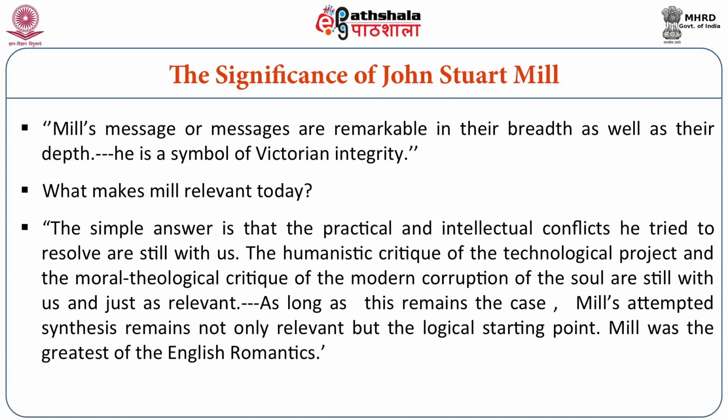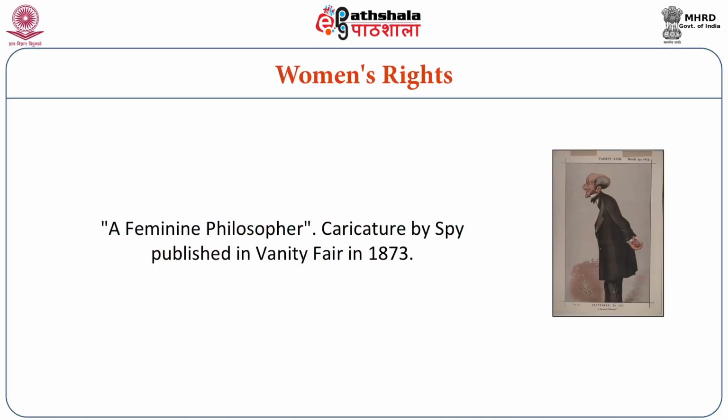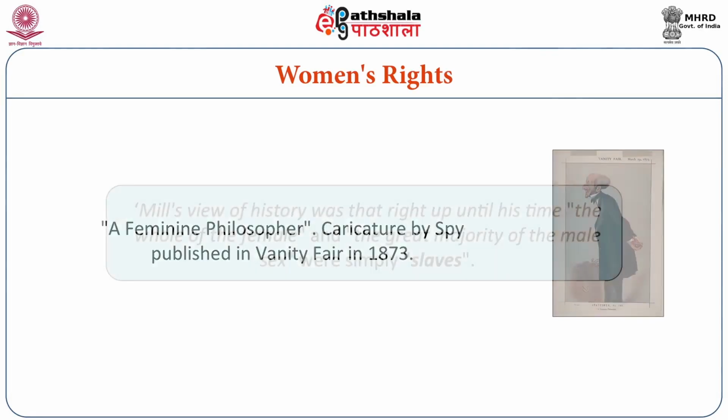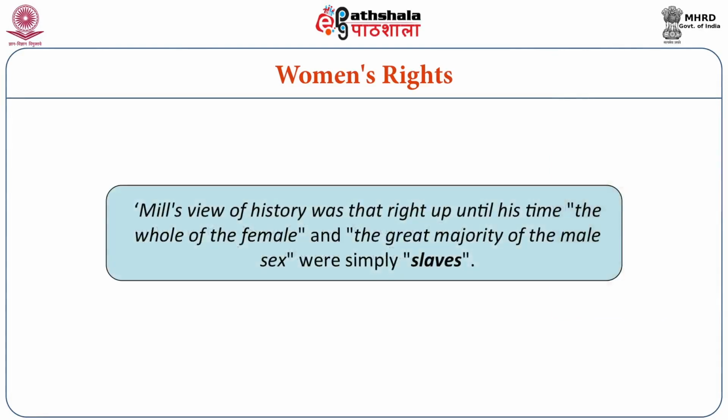Mill was the greatest of the English romantics who expressed what he felt without any bias. He is mainly respected for his views on women's rights. He was called a feminine philosopher, caricatured by Spy, published in Vanity Fair in 1873. This feminine philosopher, Mill, his view of history was that right up until this time, the whole of the female and the great majority of the male sex were simply slaves.